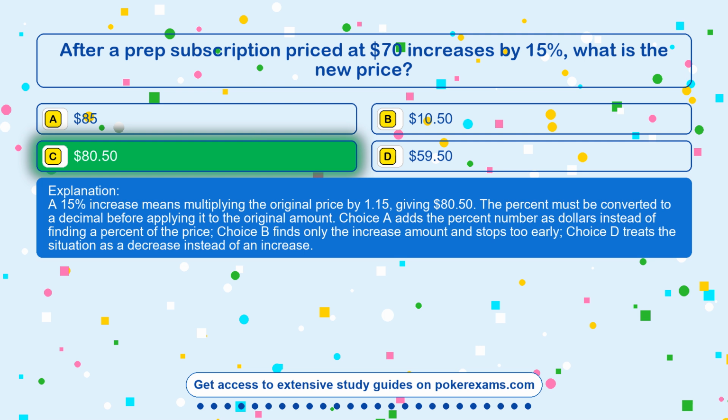The percent must be converted to a decimal before applying it to the original amount. Choice A adds the percent number as dollars instead of finding a percent of the price, choice B finds only the increase amount and stops too early, choice D treats the situation as a decrease instead of an increase.